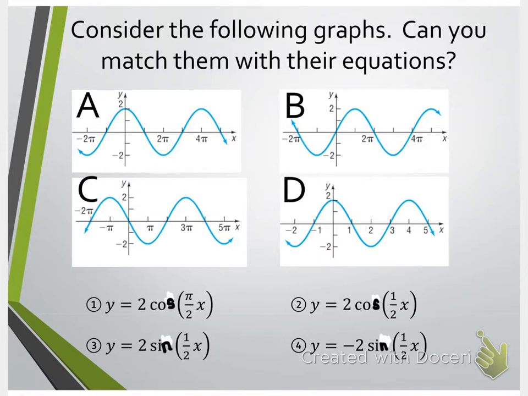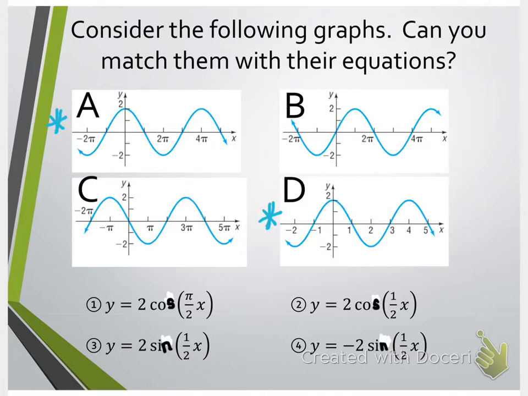So where would you start? Let's see. So we haven't done phase shifts yet, so we don't have to worry about the thing being moved left or right. So we could basically look and see the ones that start high, so that don't start at the origin. The ones that start high, like say this one and this one, they're going to be what? Cosine graphs, right? And the ones that start at 0, 0, those are going to be your sine graphs.